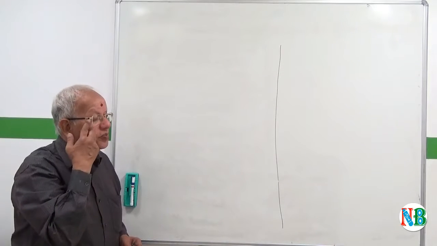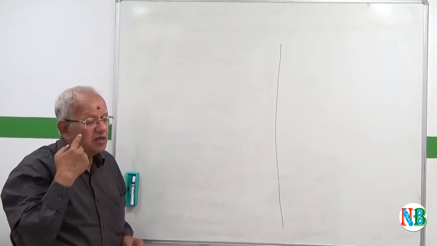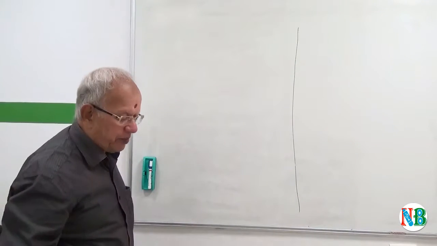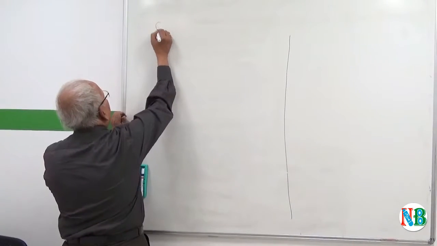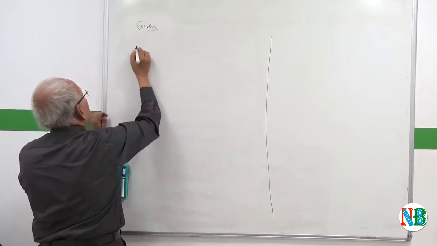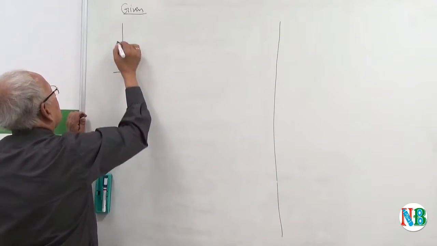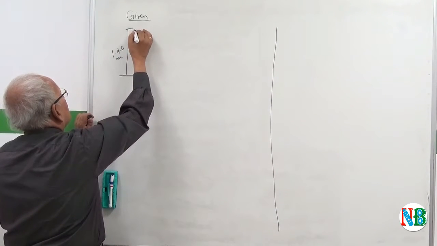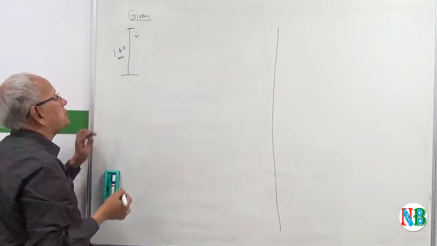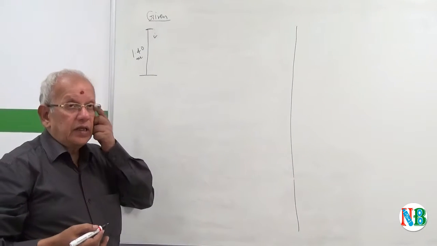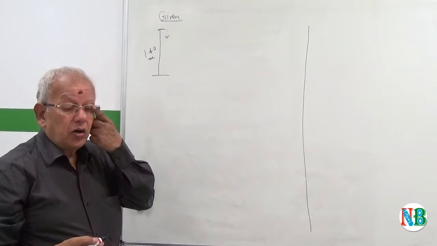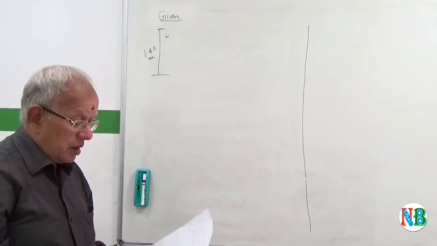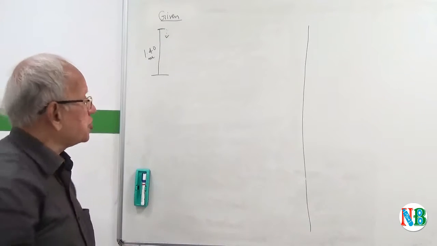Right? Now suppose you do the same experiment on, say, the moon. The ball is dropped on the moon from a height of 1.4 meters. Okay? So we are given that this distance is 1.4 meters. The ball is dropped, and you are given that the acceleration due to gravity on the moon is 1.67 meters per second square.